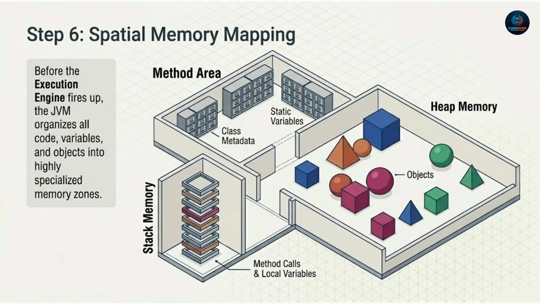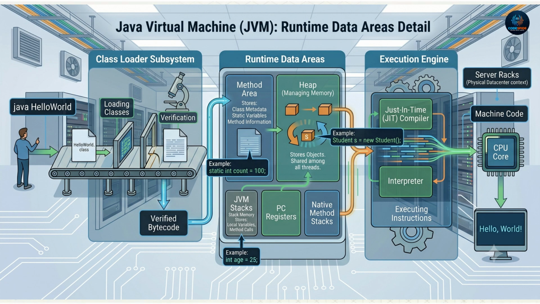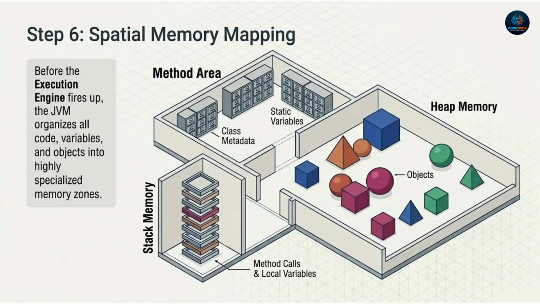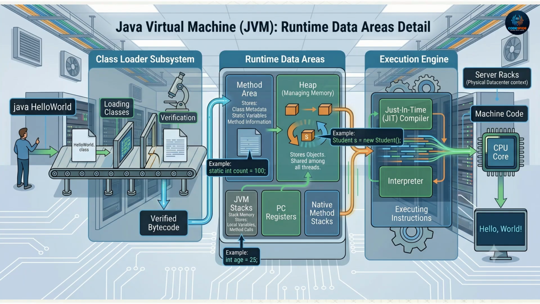Then if we move to the heap memory, it is responsible for storing objects only. For example, if we write Student s = new Student(), the object is created inside heap memory. Heap is shared among all threads. The next memory is stack memory. It stores local variables and method calls. Suppose we write int age = 25, it is stored inside stack memory because it is a local variable.